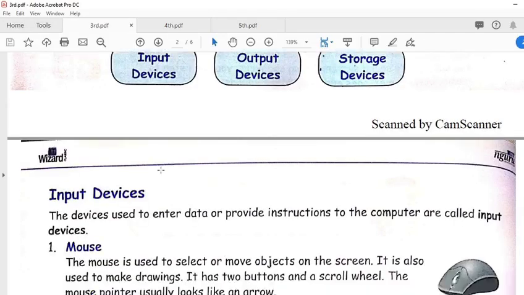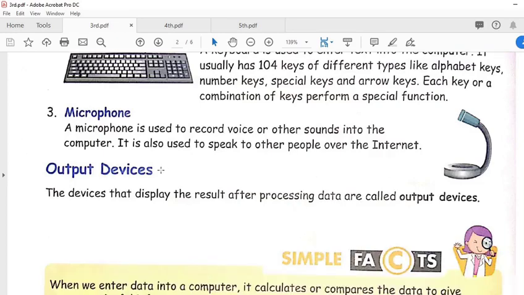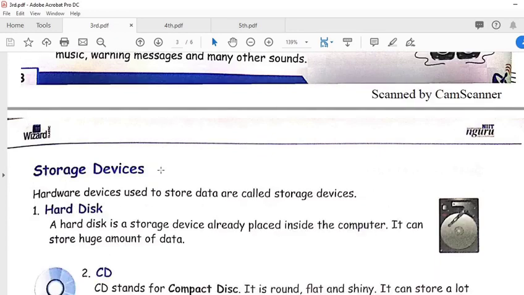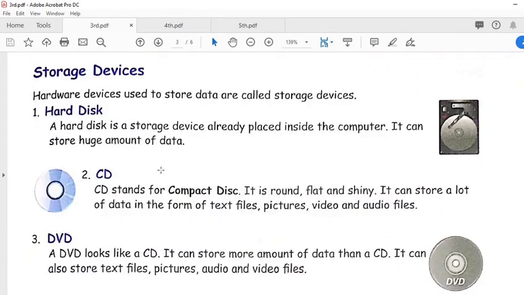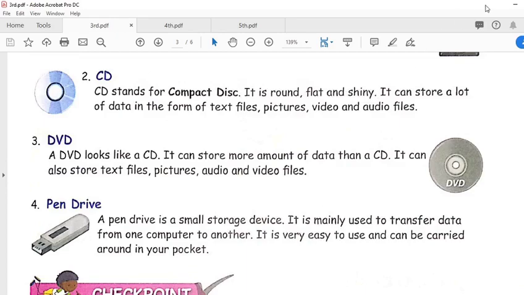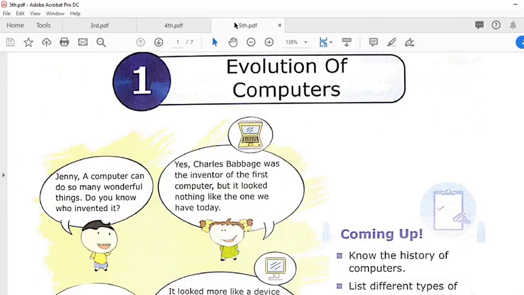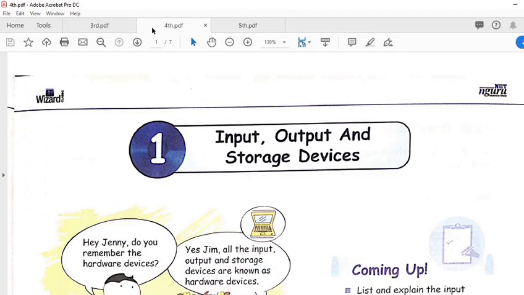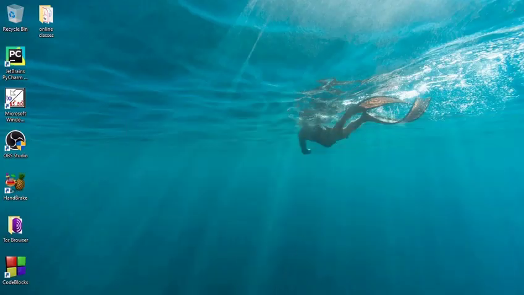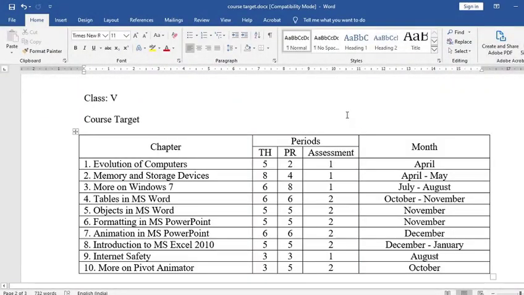I will be giving you a screenshot of these pages so that you can read and prepare yourself for tomorrow's lecture. So I will be giving you first two or three pages of your chapter for every class, and once we go smoothly during our lecture, I will try to give you some objective type questions to solve, which you can show me next day, or you may show me in the evening.